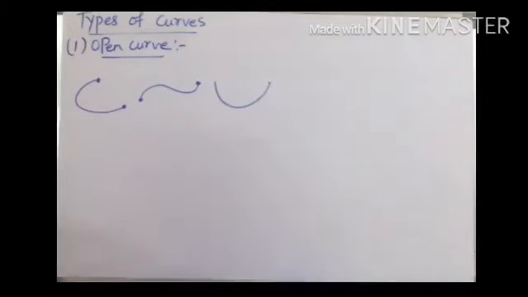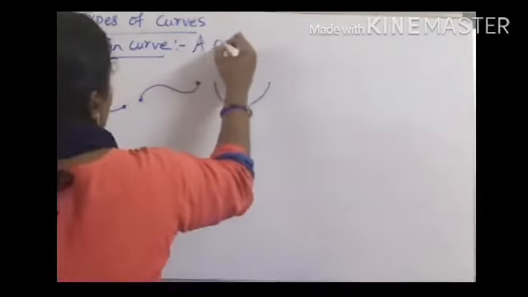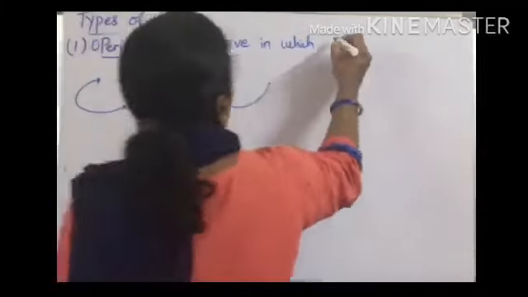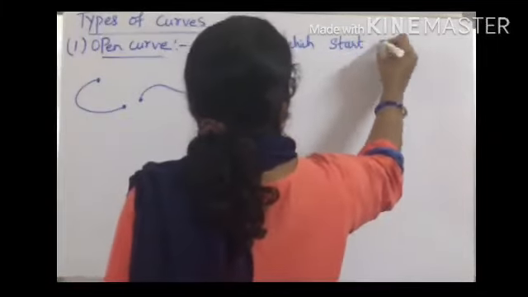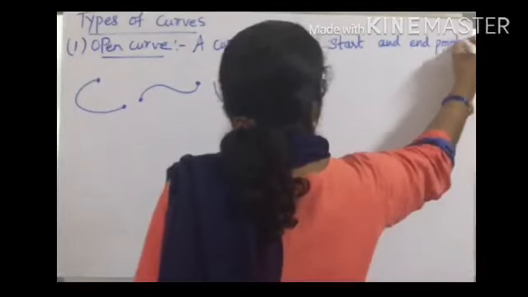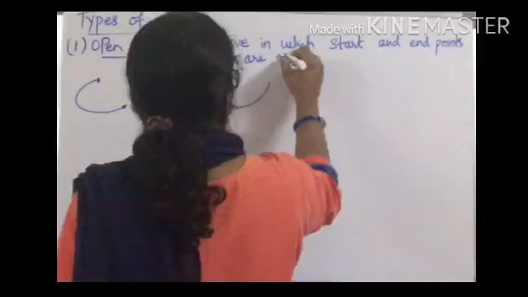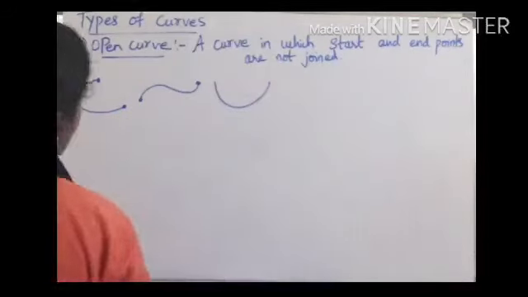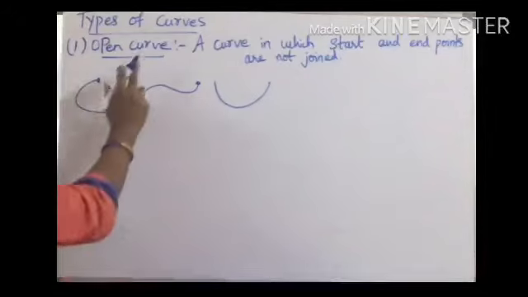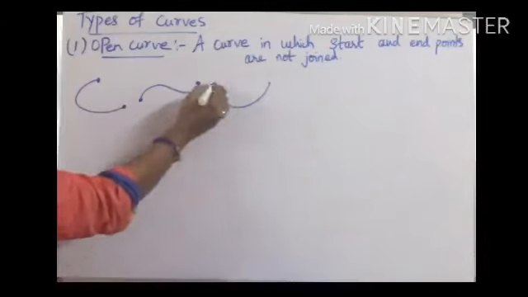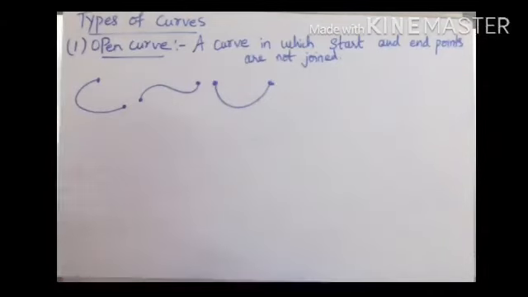So what is the definition? A curve in which start and end points are not joined. So it's very easy to find out which is open and which is closed, right? Now, an open curve does not enclose any area within itself and it has 2 end points. If you see here, these 2 are the end points.